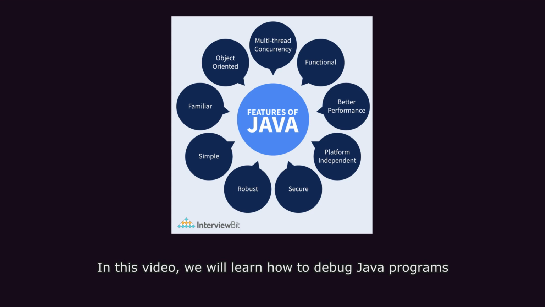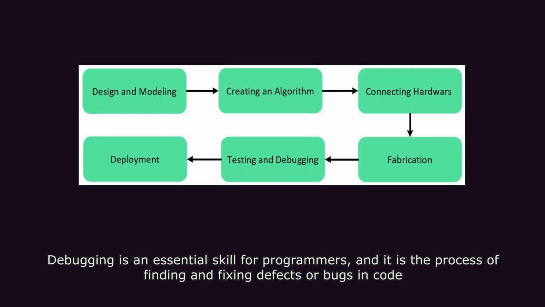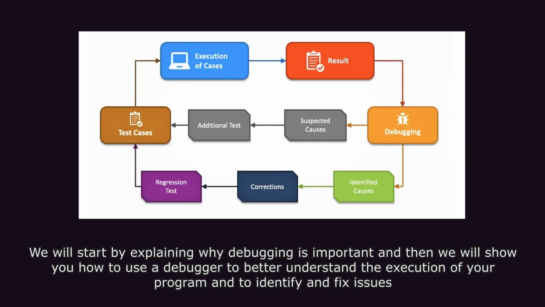In this video, we will learn how to debug Java programs. Debugging is an essential skill for programmers, and it is the process of finding and fixing defects or bugs in code. We will start by explaining why debugging is important, and then we will show you how to use a debugger to better understand the execution of your program and to identify and fix issues.